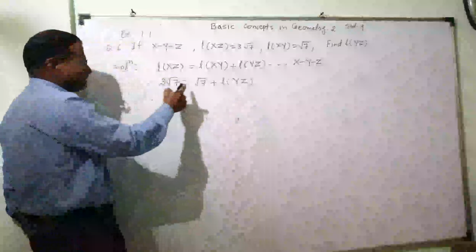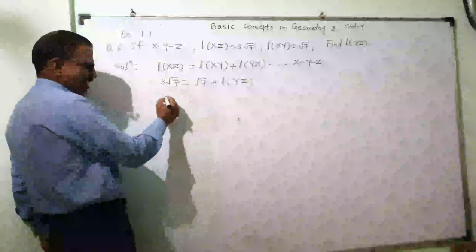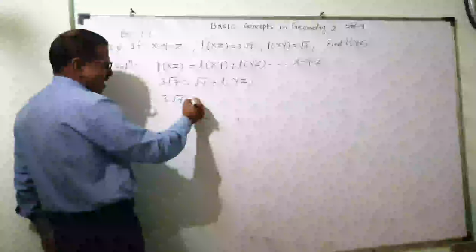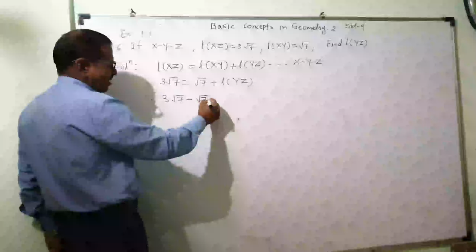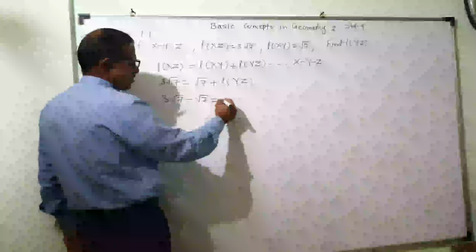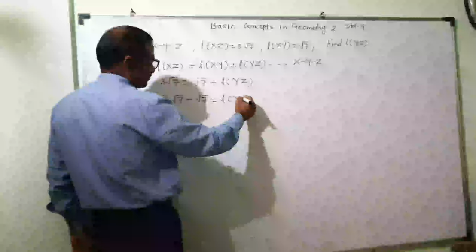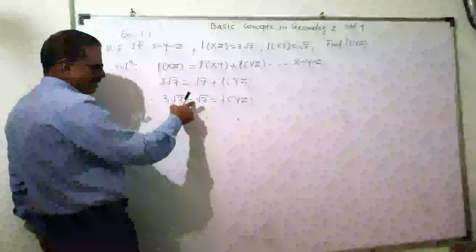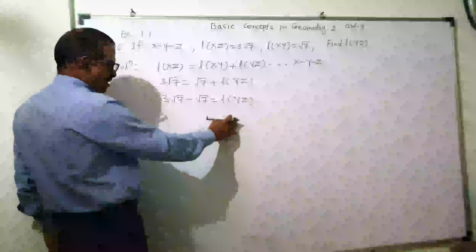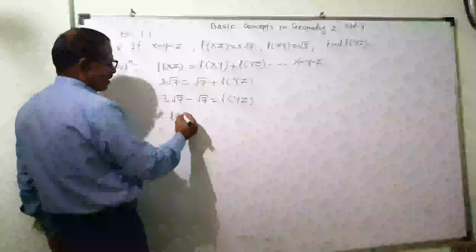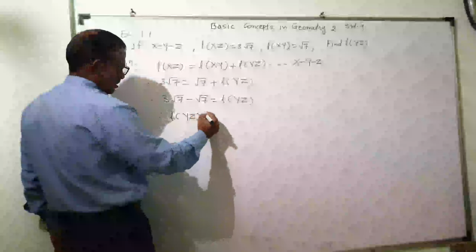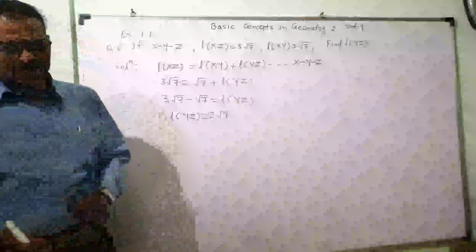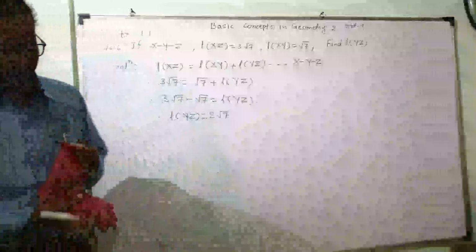Therefore, this 1 root 7 I will bring here. This will be 3 root 7, and if I bring it here, it will be minus root 7. It is 1 root 7 is equal to length YZ. Now this 3 root 7 minus 1 root 7 is equal to 2 root 7, and therefore length YZ is equal to 2 root 7. This will be your answer. I will be making this video in a speed.